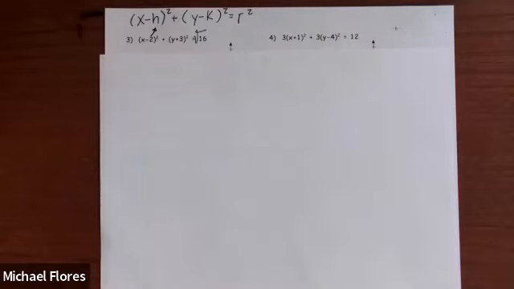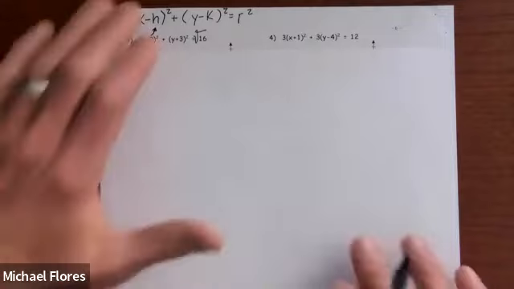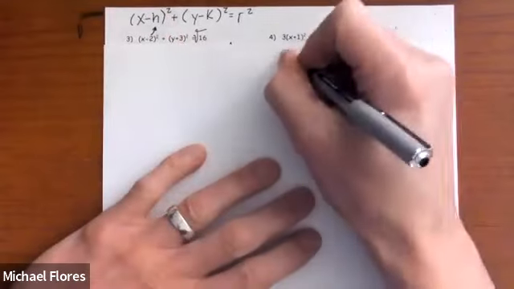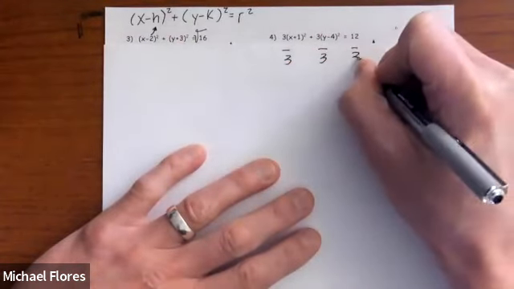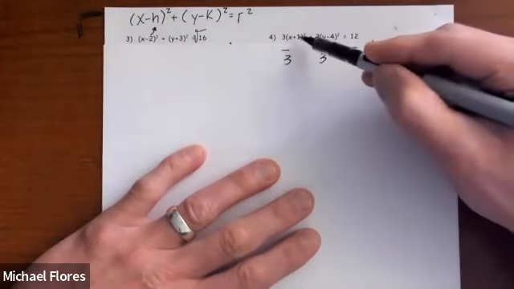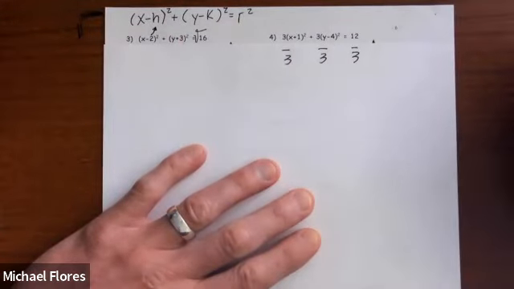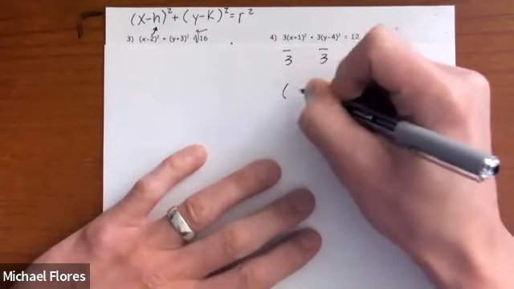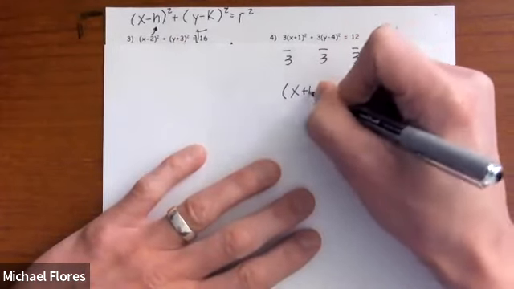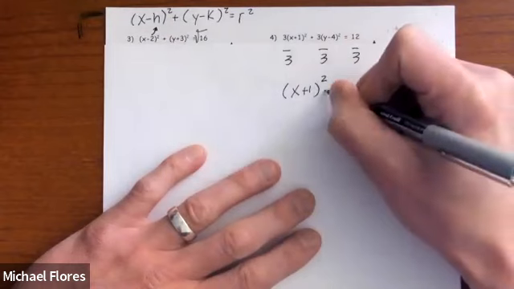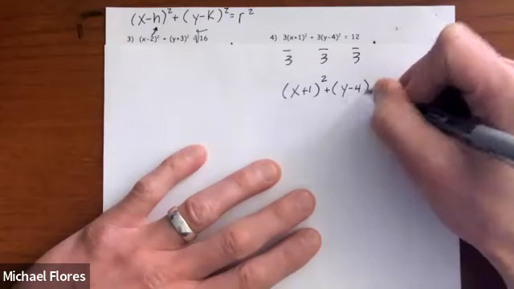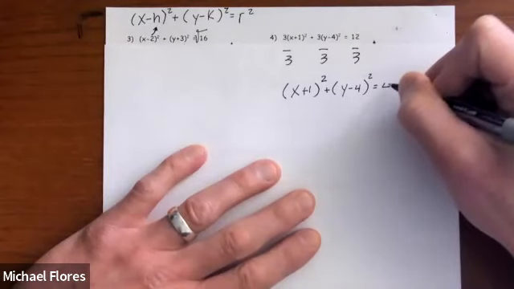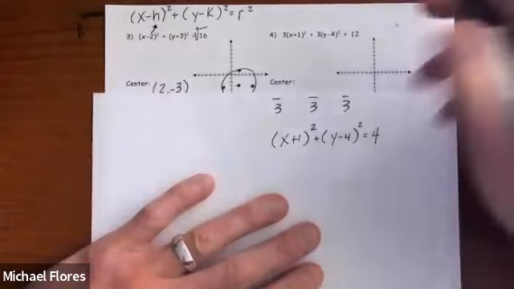Okay, look at example 4. Uh-oh. We have a number in front of x and y. That's okay. Just divide away that number from both sides. Now, whenever we do that, it will not impact anything inside the parentheses. So we're just left with (x + 1)² + (y - 4)² = 4. That's what we need to graph.